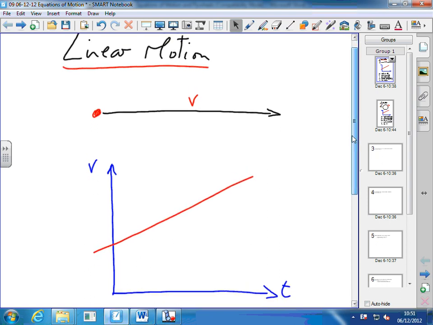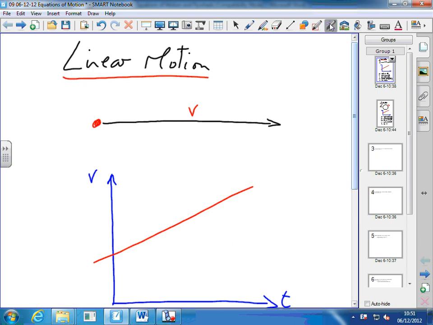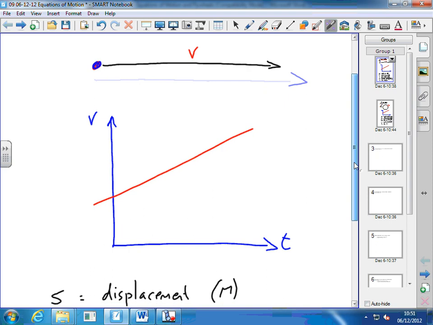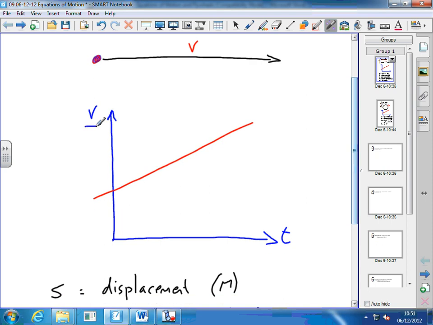So linear motion, first of all, we consider it being motion in a straight line. So moving along like this. So some object is moving along with a velocity v, and we plot a graph of velocity against time, and this is what we get. So straight away, what can we say about the motion of this object?